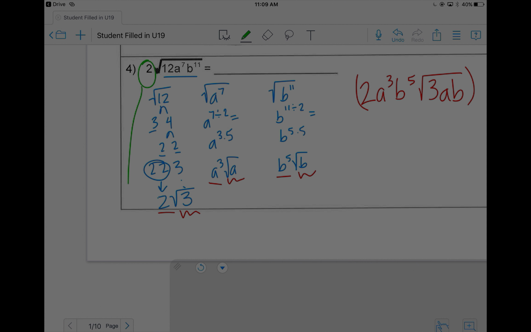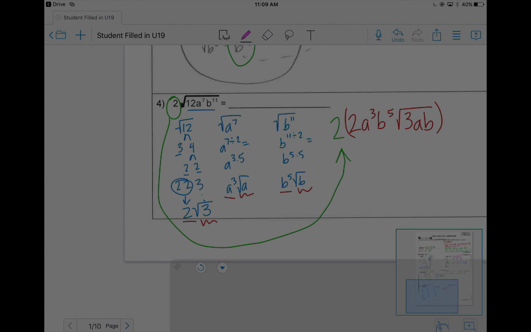Now that I've simplified the square root, in front I had a 2. Remember, things that are outside can hang out with things outside, things inside can hang with things inside. So outside I have a 2 and a 2 for a total of 4, and everything else will stay the same because nothing else is changing. There's no a's and b's outside, there's no other square roots for the insides to change.